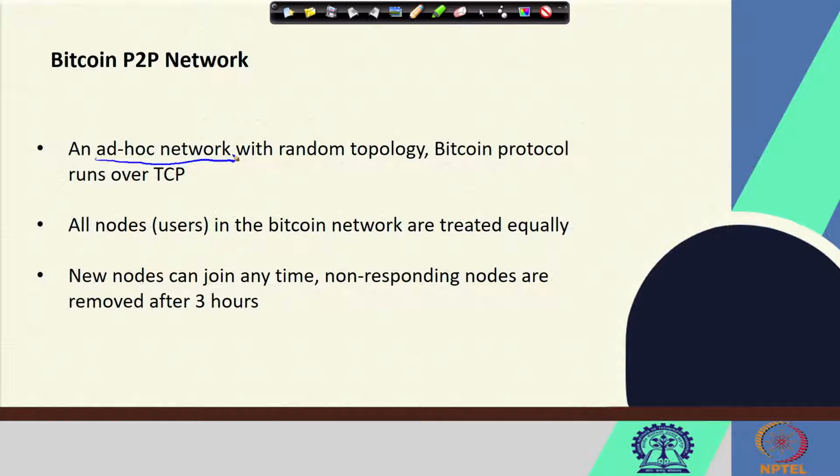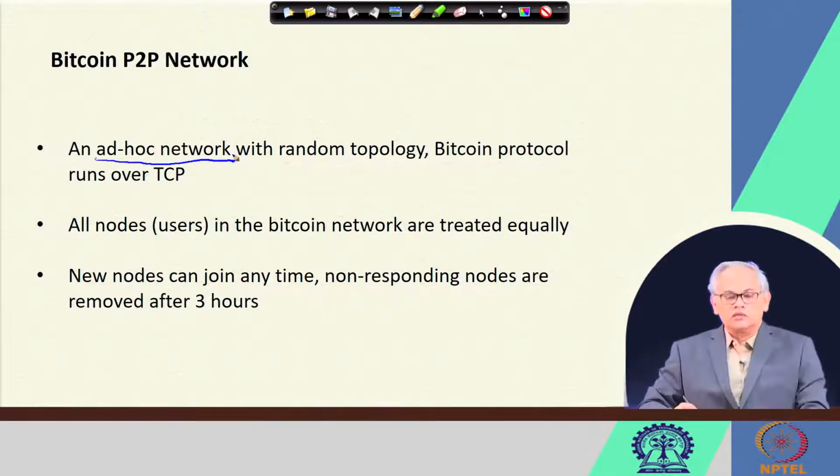So, all nodes, that is the users in the Bitcoin network, are treated equally. So, that is important, that there is no centralized server, no client server kind of architecture. We also do not have anything like a master slave kind of architecture. So, all nodes in the Bitcoin network are treated equally.